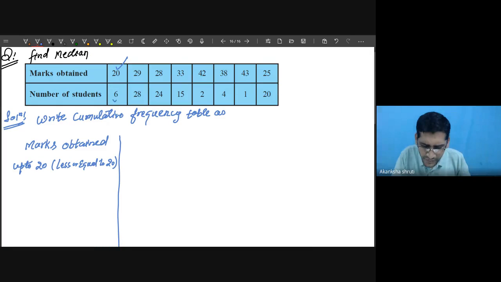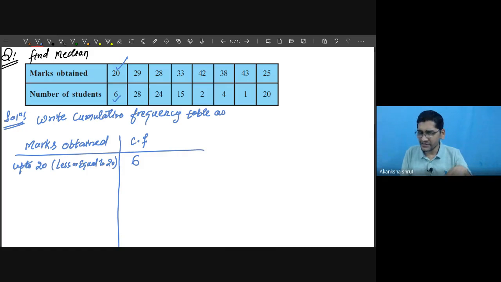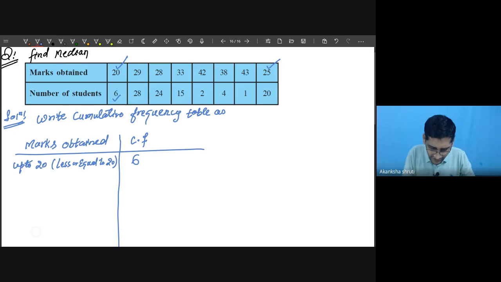Here we are observing up to 20 is our 6. So write this as 6. Here we are directly writing their cumulative frequency. If you wish, for your understanding, you may write the frequency first, then the cumulative frequency. Then next one, observe just the number greater than 20. After that, the next one is 25. So next we have to write up to 25.